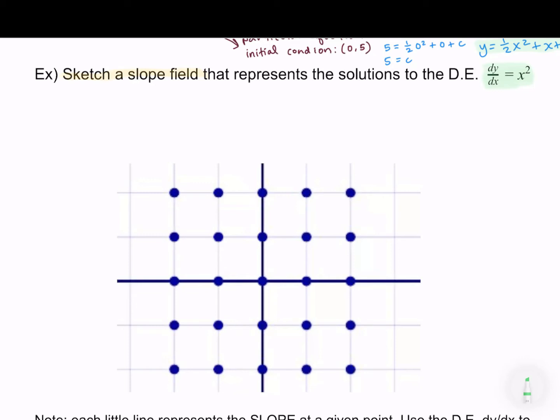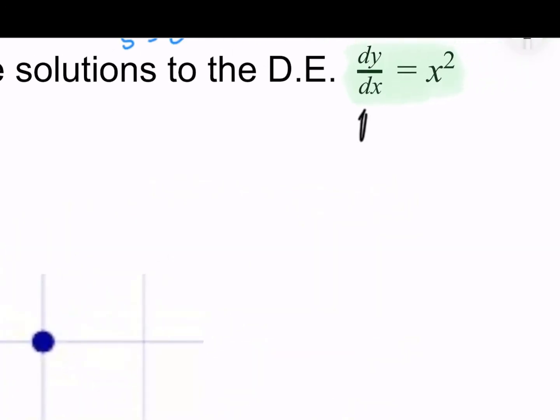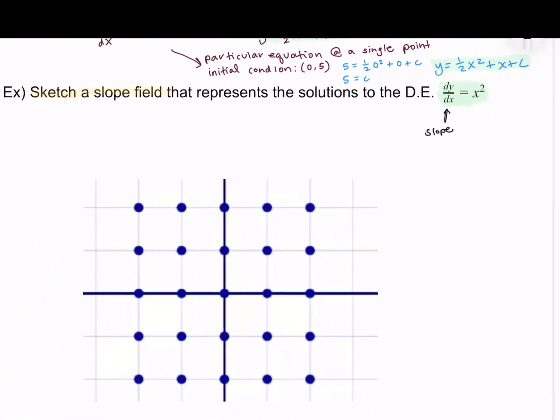And so a slope field is just like what it sounds like. We are given dy/dx, and dy/dx obviously represents the slope at a given value, right? So at a given point, the slope is represented by x squared.